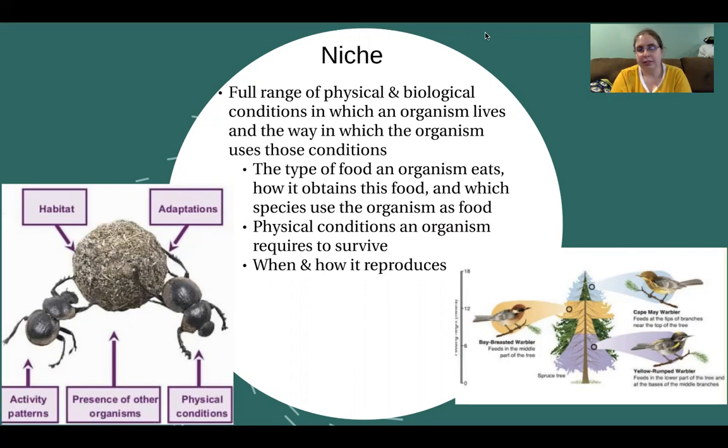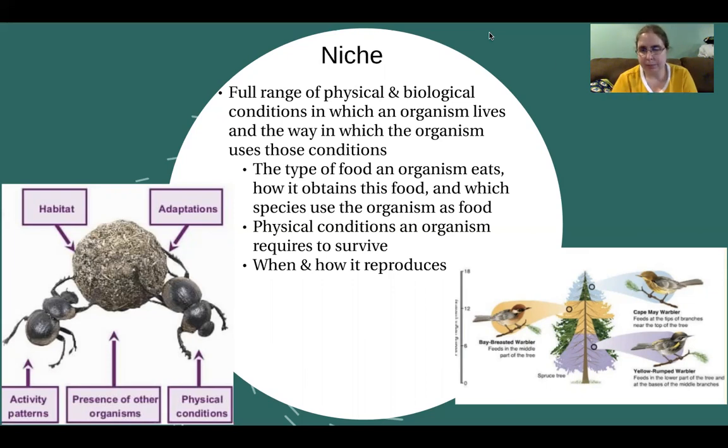The physical conditions an organism requires to survive. Again, like how much water or food does it require? How much space? Where in the ecosystem? Trees versus shrubs versus top of the soil versus under the soil versus in water? And when and how it reproduces. So does it need certain conditions when it reproduces? Does it need excess moisture to lay eggs in, etc.?